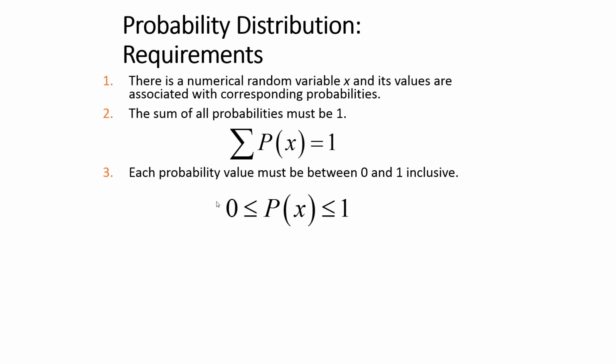So if I gave you a probability distribution that looked like x, p of x, and I asked you, is this a probability distribution? And you had 1/2, 1/3, 4/3, okay? Is that a probability distribution? No, because 4/3 is bigger than 1.